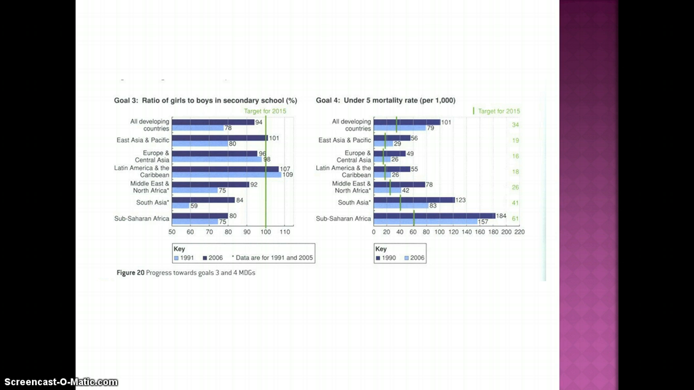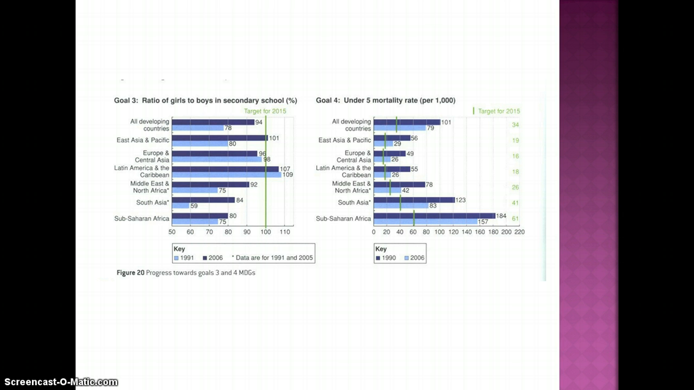So let's have a look at these graphs. Goal 3 on the left, ratio of girls to boys in secondary school. We have targets for 2015, that's the green line. We have 1991 data, which is the pale blue colour, and 2006 data, which is the dark blue colour.